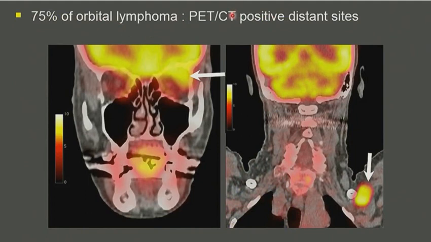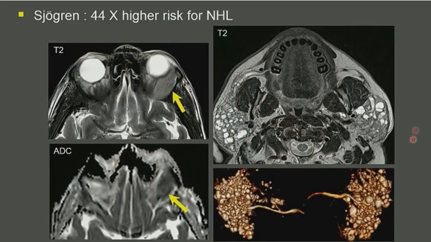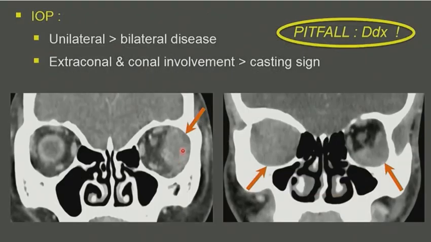Therefore, PET-CT should be done in all of these patients. Patient here with an orbital lymphoma of the lacrimal gland and with a supraclavicular lymph node metastasis. And don't forget that we may discover orbital lymphoma incidentally. This patient here was imaged because Sjögren syndrome was suspected. You see this characteristic aspect of the salivary glands, and incidentally we found a lymphoma of the lacrimal gland.